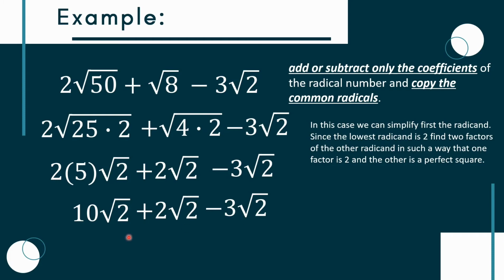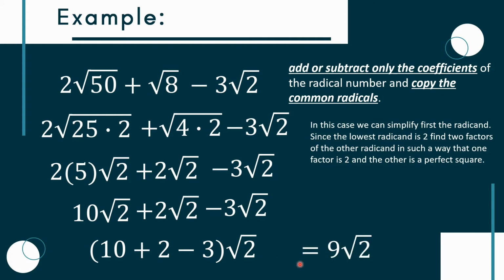Now, let us perform. Yung numerical natin, we have 10 plus 2 minus 3 and then square root of 2. Kinopya lamang natin yung common radicals. Now, simplifying, we have 10 plus 2 is 12, minus 3, we have 9. Then, copy square root of 2. So, therefore, this is our final answer: 9 square root of 2.